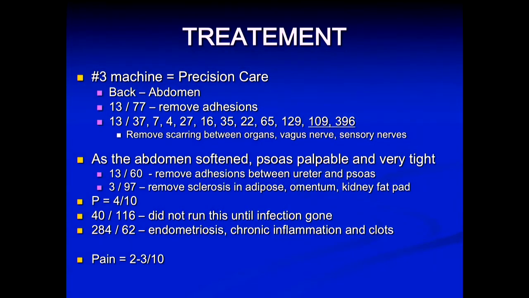And so then I ran the frequency to reduce inflammation in her abdomen, and it was like her whole system quieted down. And then because of all the bleeding, the ruptured ovarian cysts, there's bruising. So from that, frequency 284 dissolves blood clots. She had endometriosis and chronic inflammation and clots, and that dissolved that. At the end of it, her pain was a 2 out of 3.